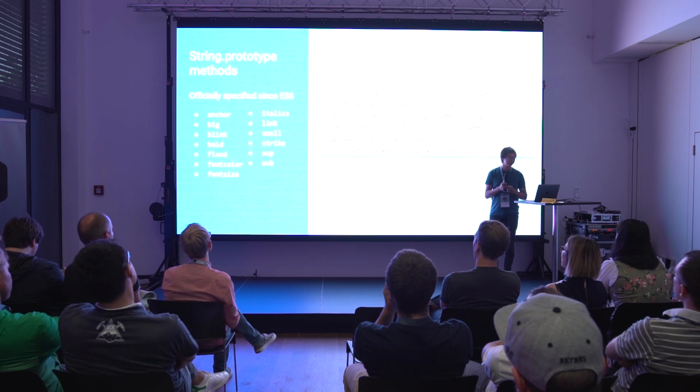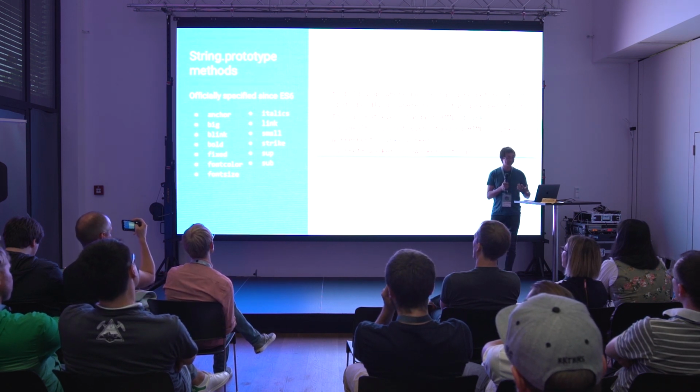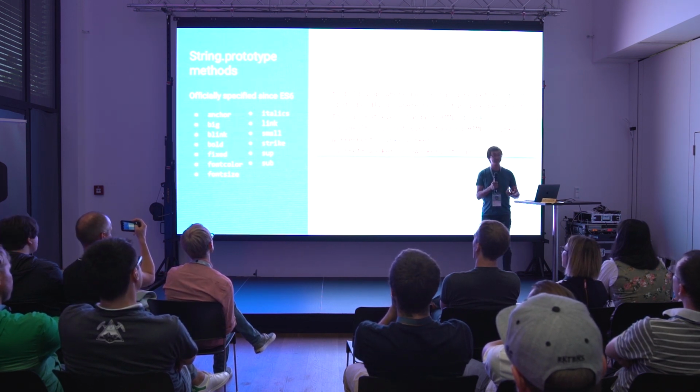Number 5, prototype methods. This really looks like a huge breach of abstraction layer, where you have HTML tags inside of JavaScript, and then you have this whole list of things. And if you look at link, it is not even a standard feature in HTML. But people will expect this to be there, so this has been officially specified since ES6.